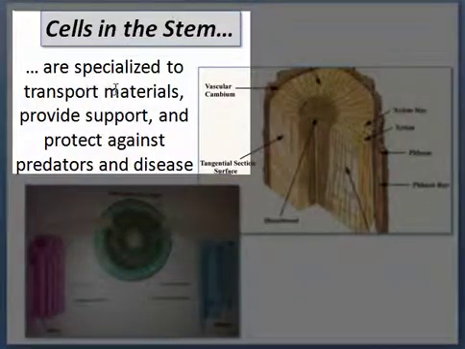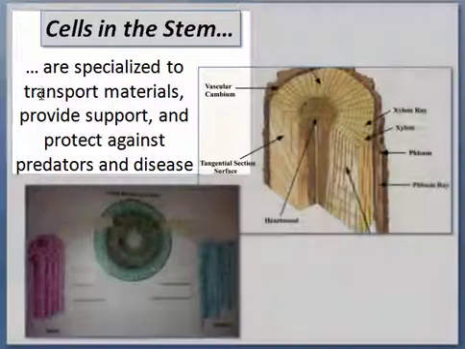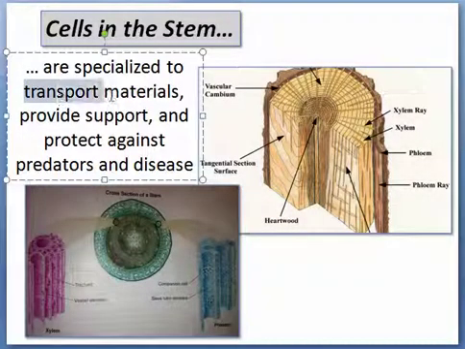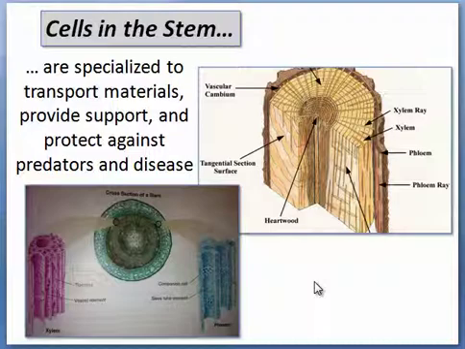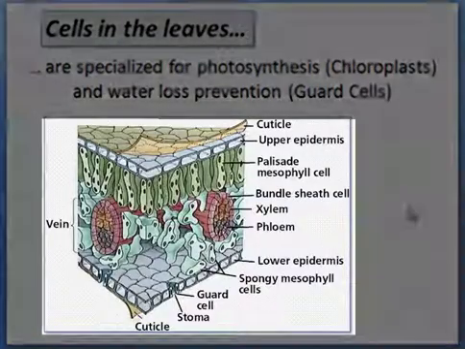Cells in the stem are specialized to transport materials, provide support, and protect against predators and disease. These first two are very important. Cells in the stem transport materials. That's a big one. They transport materials from the leaves to the roots, and from the roots to the leaves, just like we talked about with xylem and phloem. And then they also provide structure and support because the stem supports the entire weight of the plant. Alright, last one is the leaf cell.